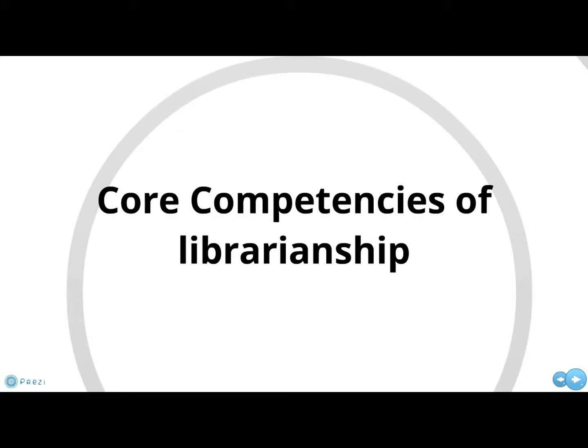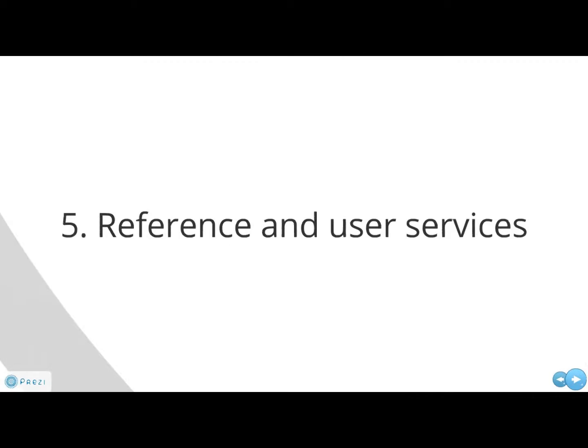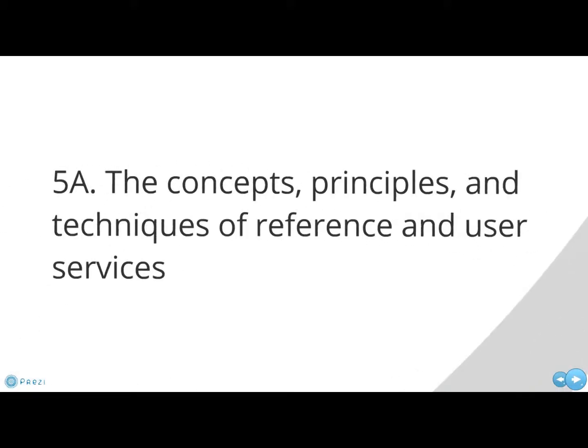Today, I'm going to talk about core competencies of librarianship. The American Library Association has identified those important skills and abilities that a library must have into 8 sections, and every section has more than 3 subsections. In my presentation, I am going to discuss section 5, reference and user services, and I will select 5A, the concepts, principles, and techniques of reference and user services, as the main topic of my presentation.